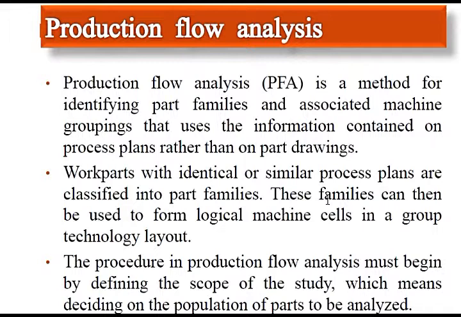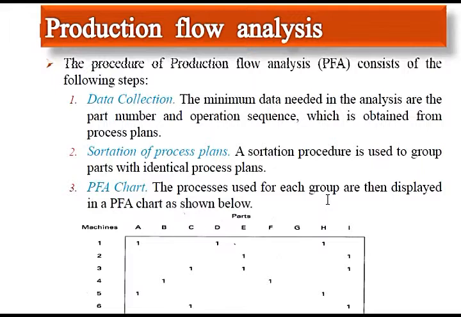The procedure in production flow analysis must begin by defining the scope of the study, which means deciding on the population of parts to analyze. Production flow analysis data collection: sorting of process plans, PFA chart. The minimum data needed to analyze the part family, the number of the operation sequence, is obtained from the process plan. Sorting of the process plan: a sorted process plan is used to group parts with identical process plans.